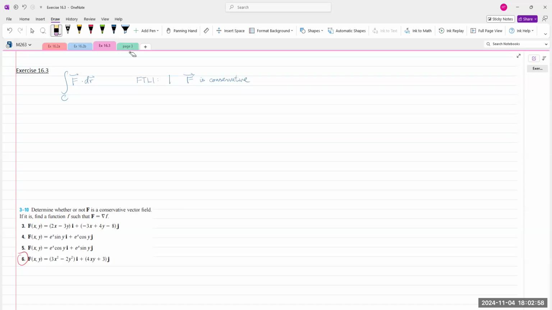then the line integral, or curve integral, of F dot dr is equal to the potential function at the end minus the potential function at the initial point, so f(r(b)) minus f(r(a)), where the gradient of f is equal to the vector field.